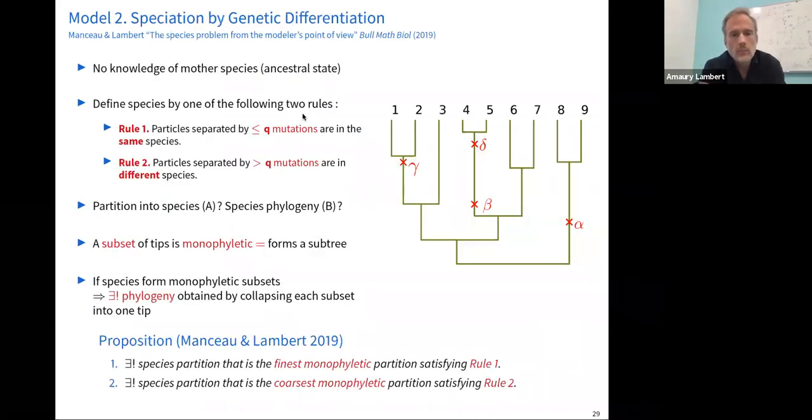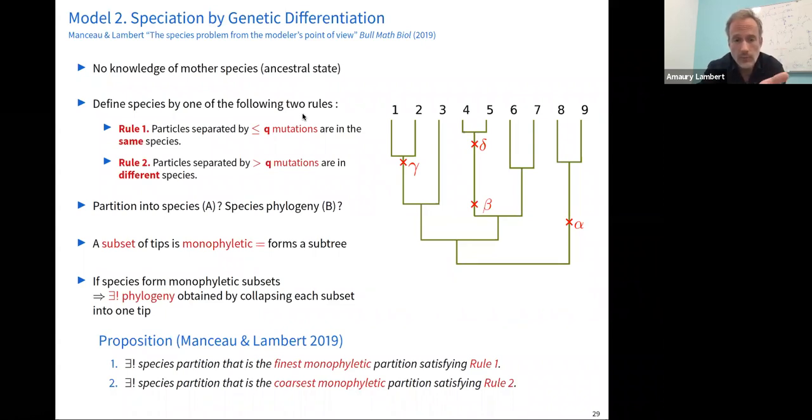So let me now introduce model 2. Model 2 starts from the realization that we don't have any knowledge of who is the mother species, which is actually a problem which is formally the same as guessing the ancestral state when you have a sample of DNA sequences. And so because we don't have the knowledge of the mother species, we cannot really partition particles with reference to this mother species, and we can only sort particles into different species according to their differences. Okay, and so the two natural rules that you would like to apply in this framework are the following.